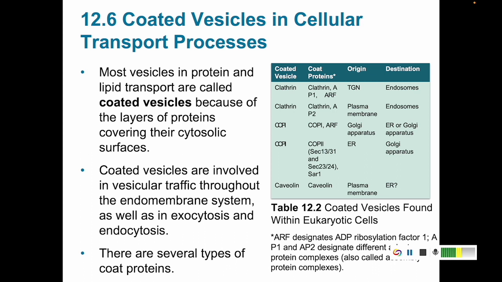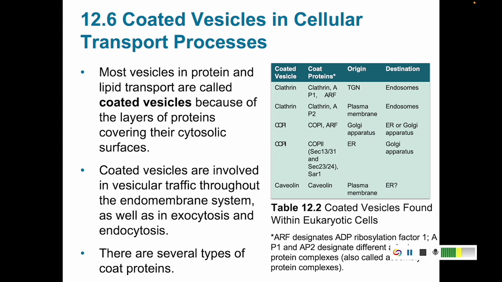The reason that they're called coated vesicles is because those vesicles, outside of their membrane bilayer, have a coat of protein. That coat of protein is on their cytosolic surface, the exterior side facing the cytoplasm. Coated vesicles are involved in transporting those vesicles throughout different parts of the endomembrane system. As you can see in this table here, they start at various places, with various destinations. They're also involved in exocytosis and endocytosis.